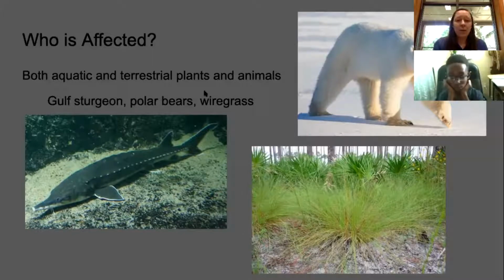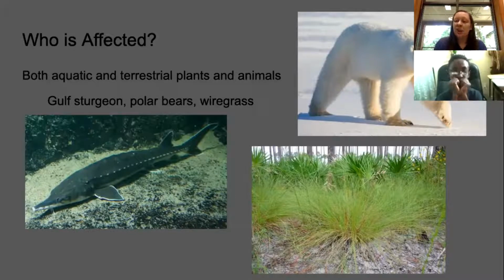And one of our plants that we're going to talk about is wiregrass. That is a plant that has evolved to need fire, but not just any fire. It needs fire in the early growing season, so from about April to June is when the wiregrass needs to have fire. That way it can have viable or usable seeds.